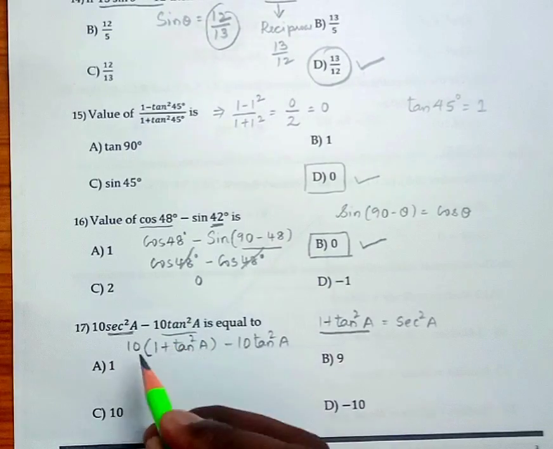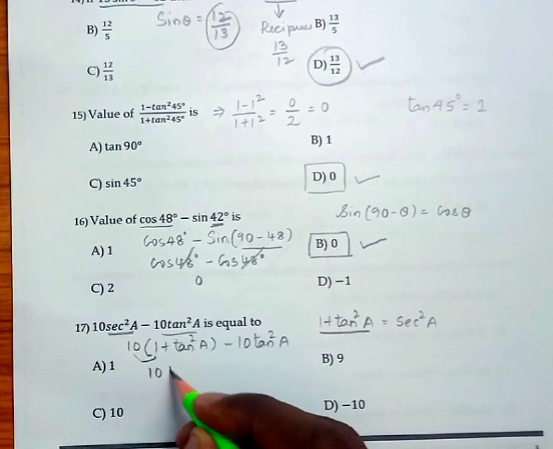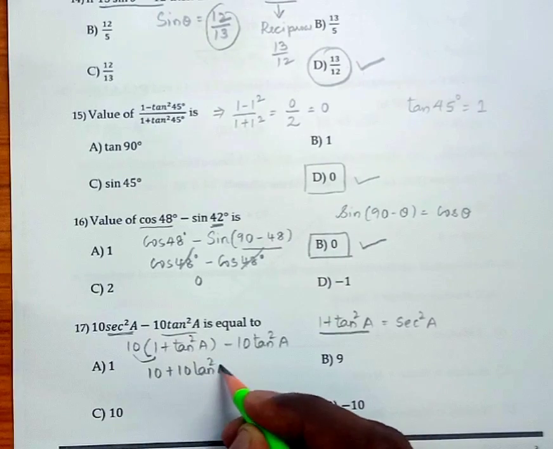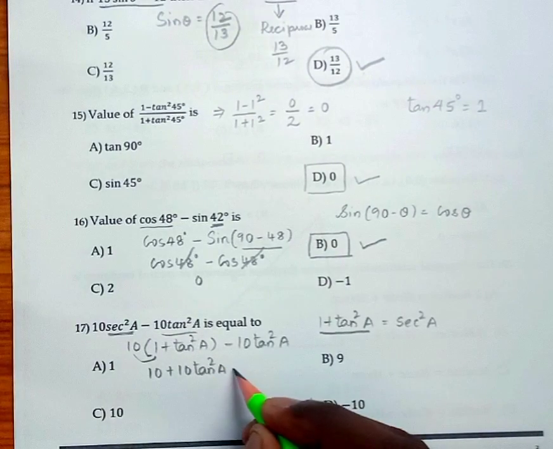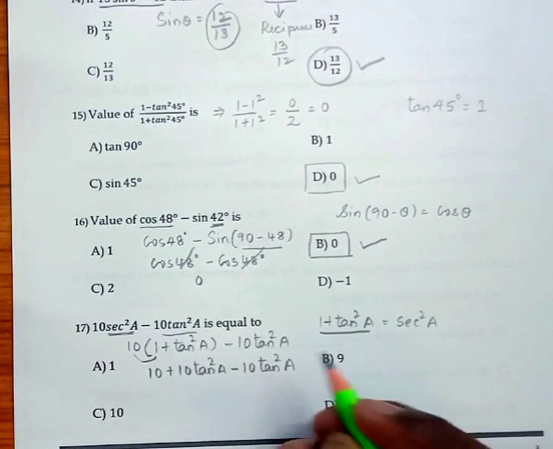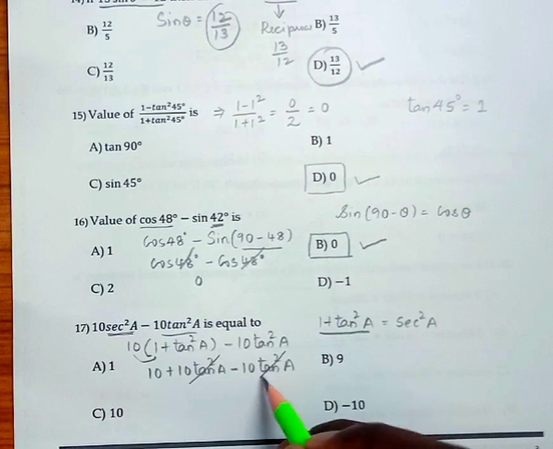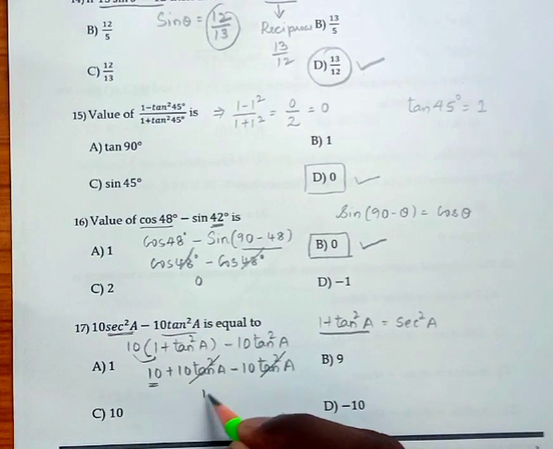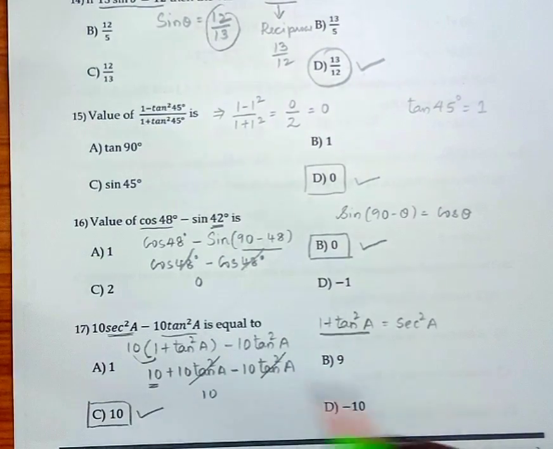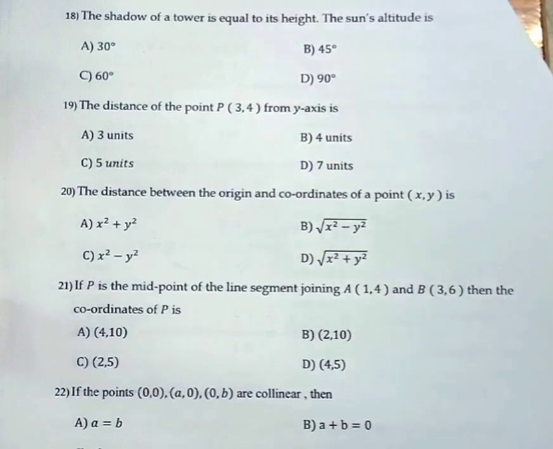Now multiply 10 times 1 is 10, 10 times tan square A is 10 tan square A, remaining term minus tan square A as it is, minus 10 tan square A. Now we get plus 10 tan square A minus 10 tan square A will cancel out, we get answer 10. Therefore, the correct answer is option C, 10.